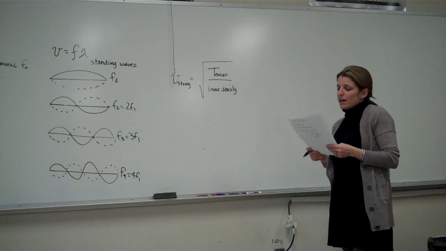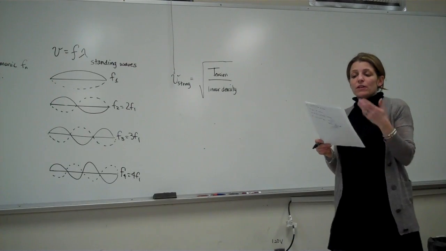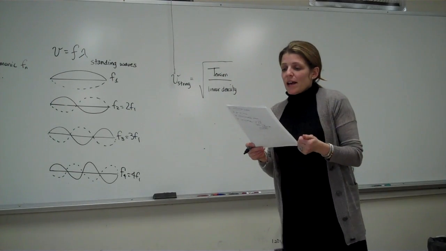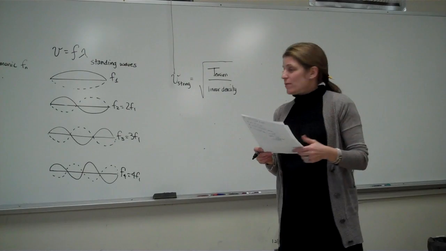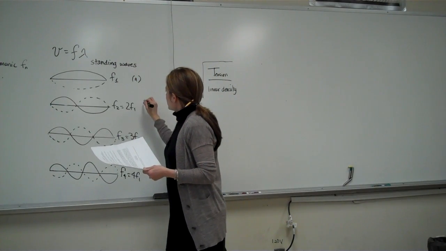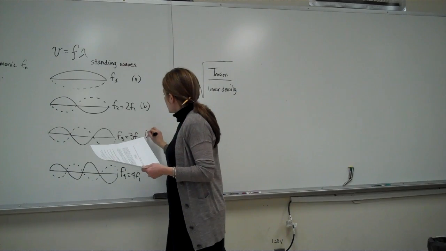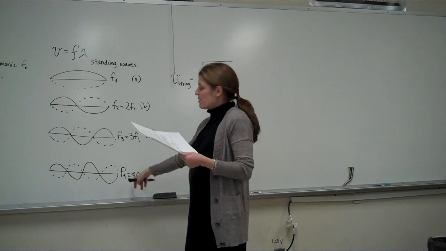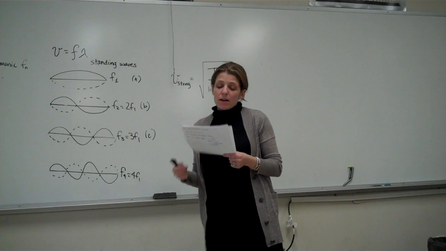The first one was asking you to look at a figure in your book, okay? And it showed you 3 vibrational modes of the string. It actually showed you F1, which they called A, F2, which they called B, and F3, which they called C. And they didn't have a 4th one in the book. They only had the first 3 harmonics.